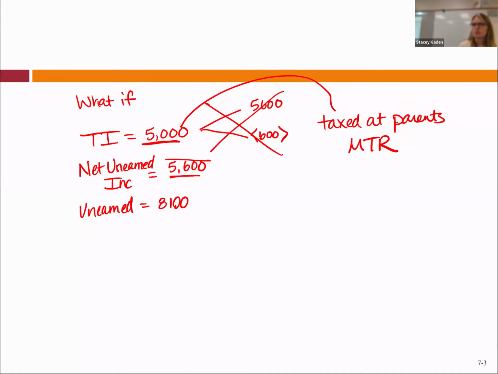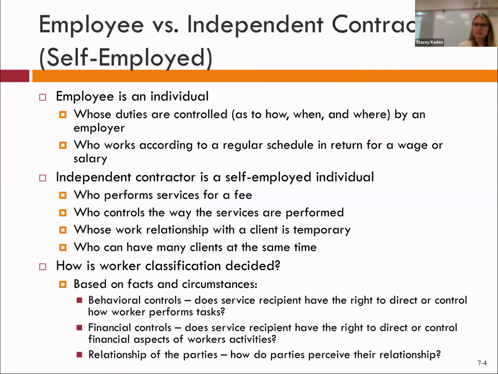Questions? You feel very confident about the kiddie tax? It's got an awful name. But.